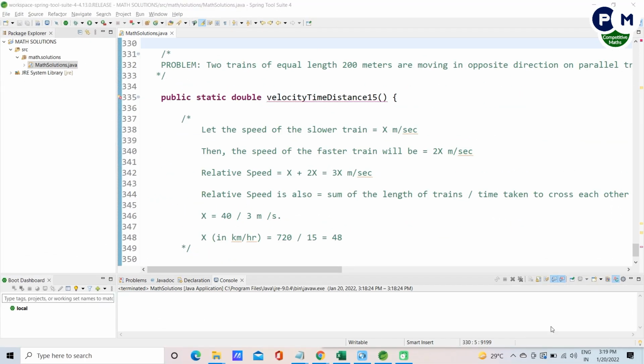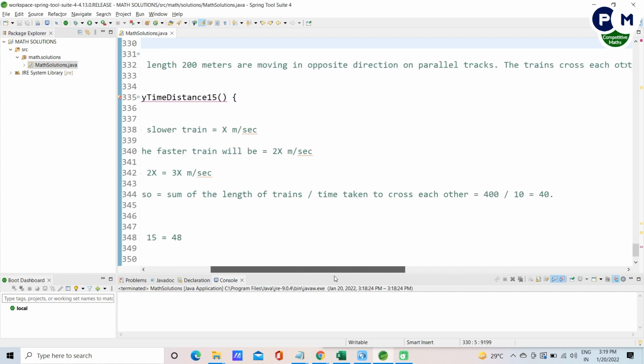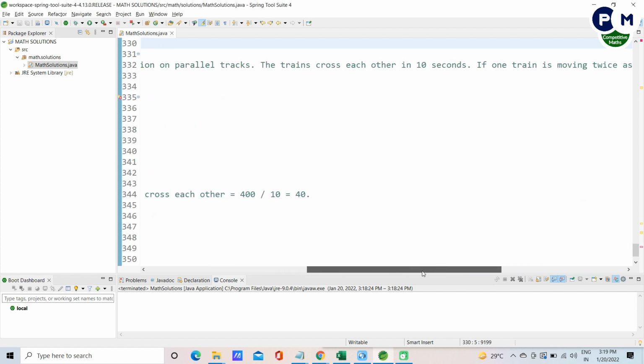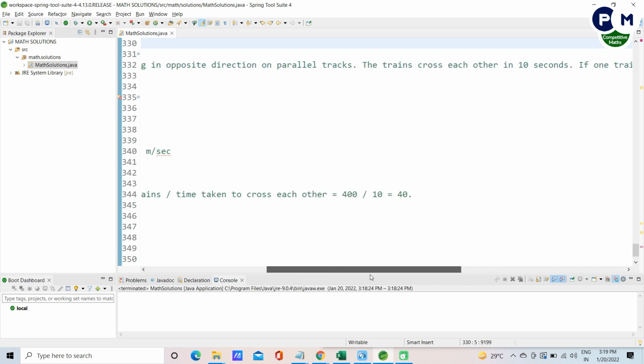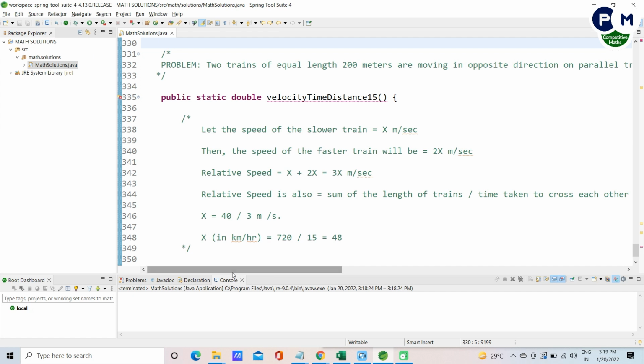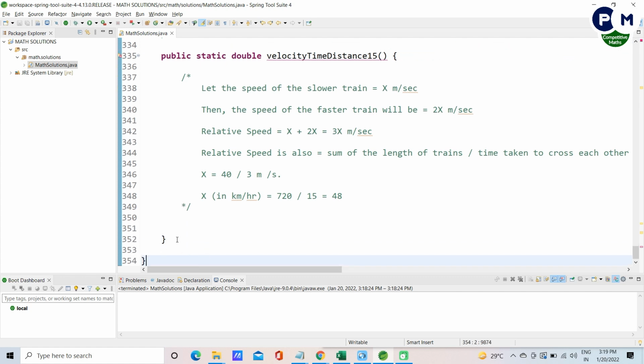Here is the problem statement. I am going to define a new method for determining the time for the earlier solved problem 3. Let the speed of the slower train equal x meters per second. Then the speed of the faster train will be twice x meters per second. Relative speed becomes x plus 2x, which equals 3 times x meters per second.